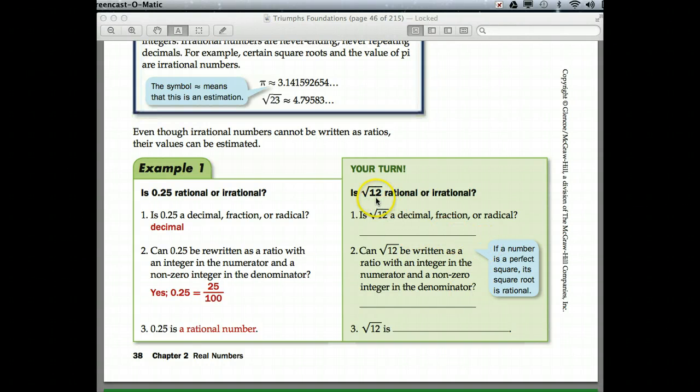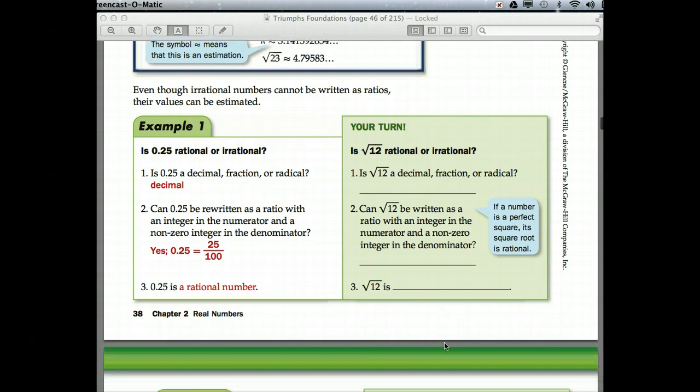Okay, so can we rewrite this as a whole number or a fraction? No, it's a radical, isn't it? It's not a decimal and it's not a fraction. The square root of 12 is a radical. So can the square root of 12 be written as a ratio with an integer in the numerator and a non-zero integer in the denominator? Well, no, it cannot. So the square root of 12 is an irrational number. Okay, very good. Let's move on to example 2.